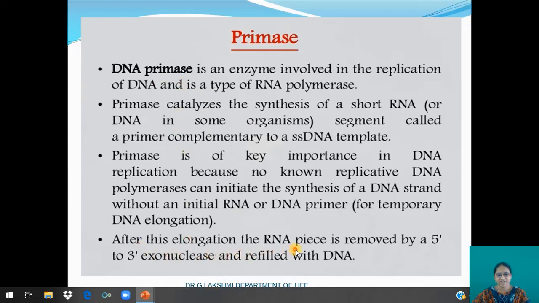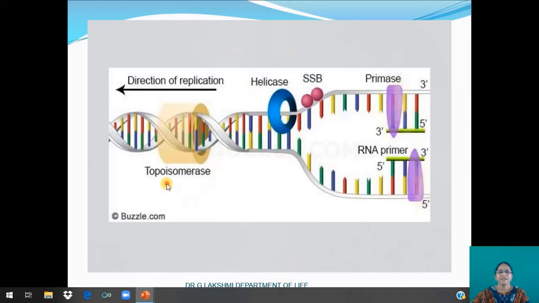After this elongation, the RNA piece is removed by a 5' to 3' exonuclease activity. As we know, DNA polymerase 1 has exonuclease activity. It reads the DNA in the 5' to 3' direction and removes the RNA primer, and that gap is refilled by DNA. The short nick formed during the rejoining of the newly synthesized DNA segment and the next segment is sealed by the ligase enzyme. You can see here the complete picture of the enzymes involved.